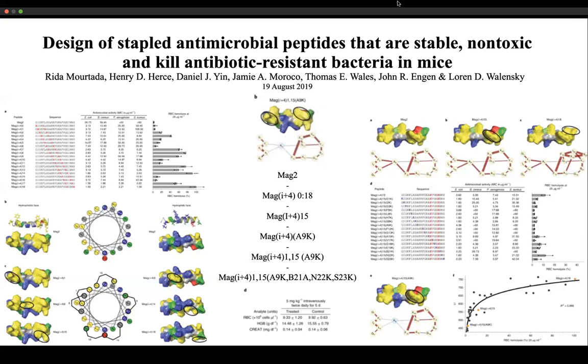So they added some more mutations in order to stabilize the peptide more at B2, B21A, N22K, and S23K amino acids. So that was the final peptide they created in this study, for the most part, or the main one they created.